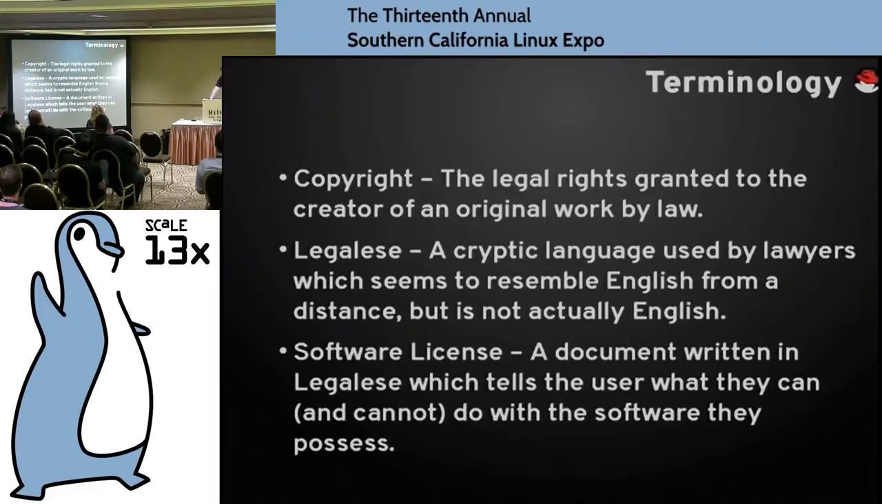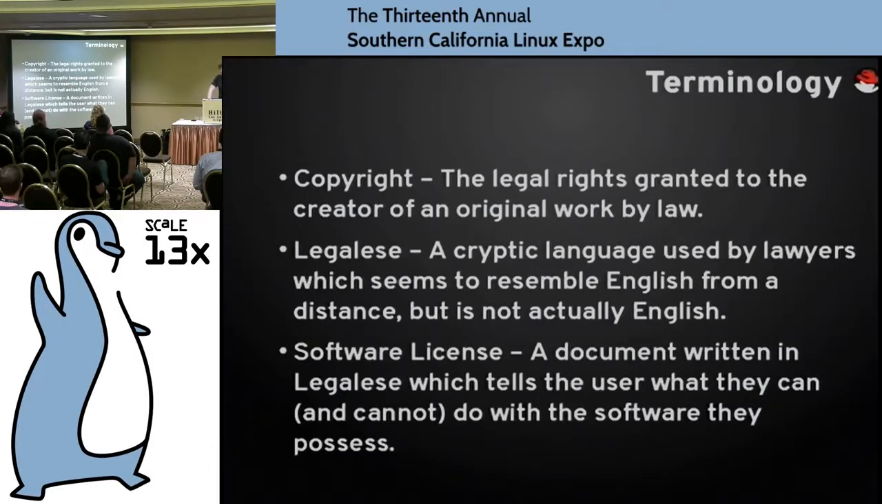So here's a couple pieces of terminology that are important to keep in the back of your mind as we go through and we talk about how licenses work and how open source licenses work. Copyright is the legal rights granted to the creator of an original work by law. That is really synopsized. That's really super simplified. The actual definition of copyright from a law dictionary is pages and pages and pages talking about what is a creative work and what isn't a creative work. But that's a simple enough discussion for software.